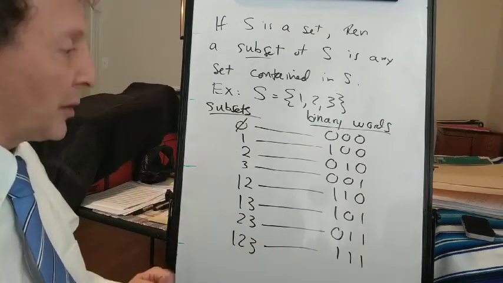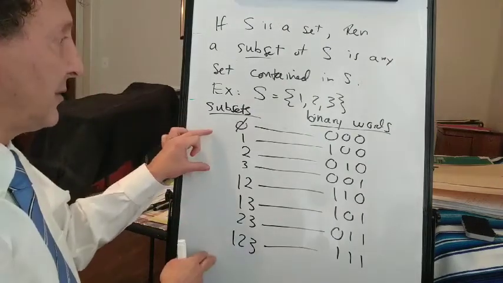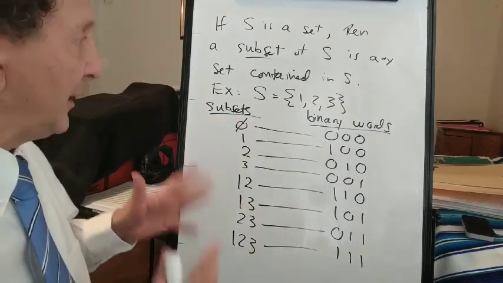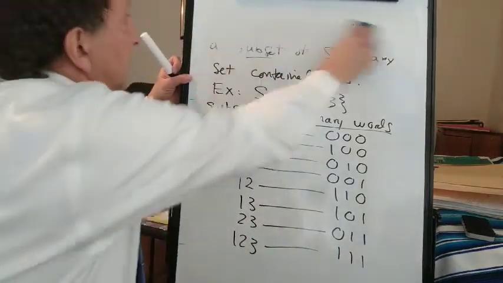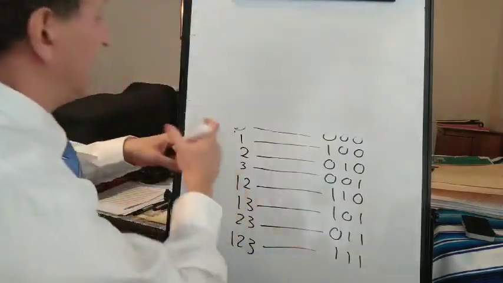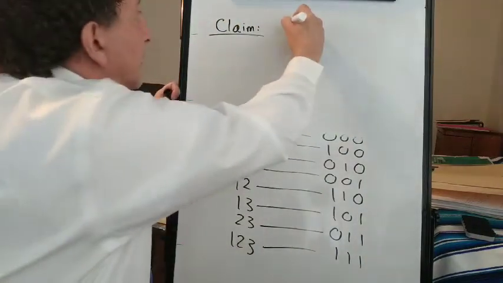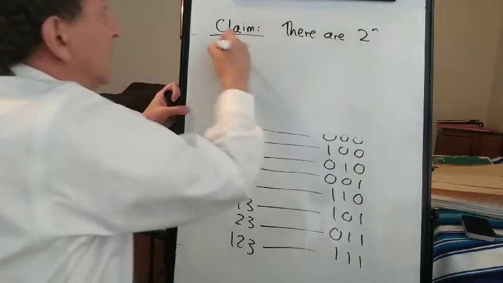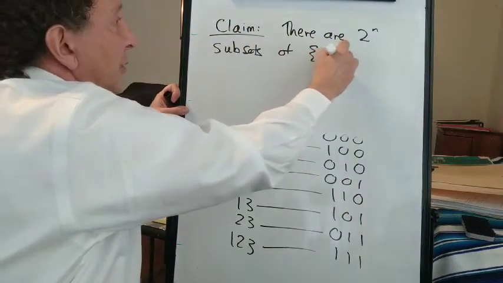So this is a bijective correspondence, or a perfect matching, if you like, of the subsets of 1 through 3 and the 3-letter binary words. In fact, this correspondence holds for all n. Turns out there are always 2 to the n subsets of the set 1 through n.